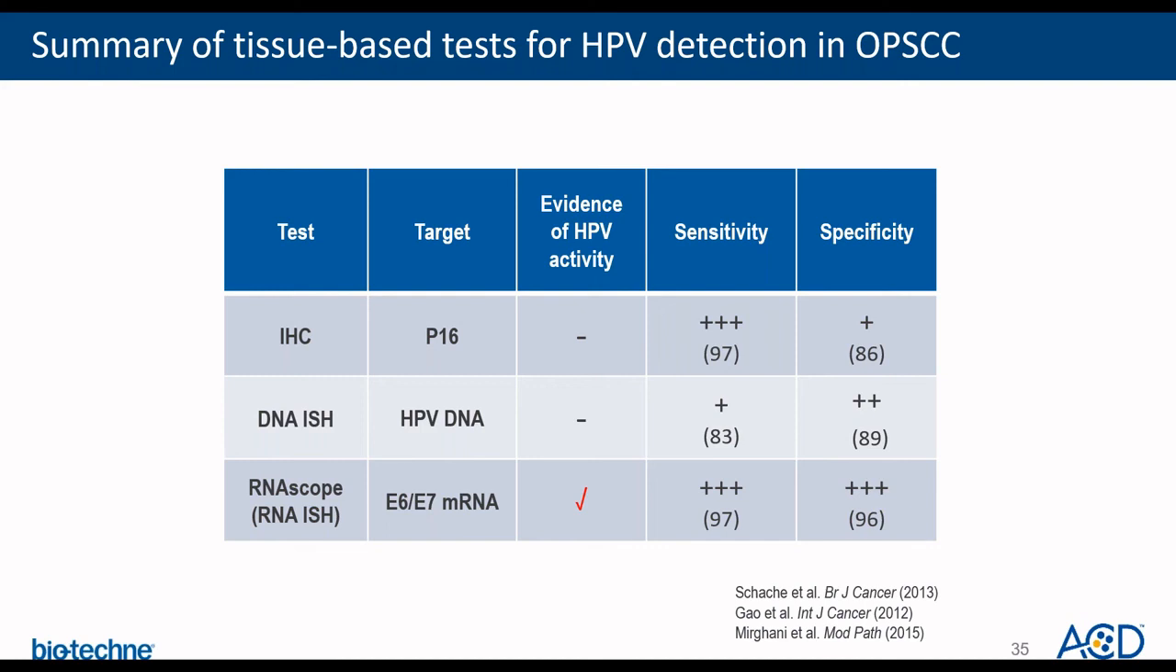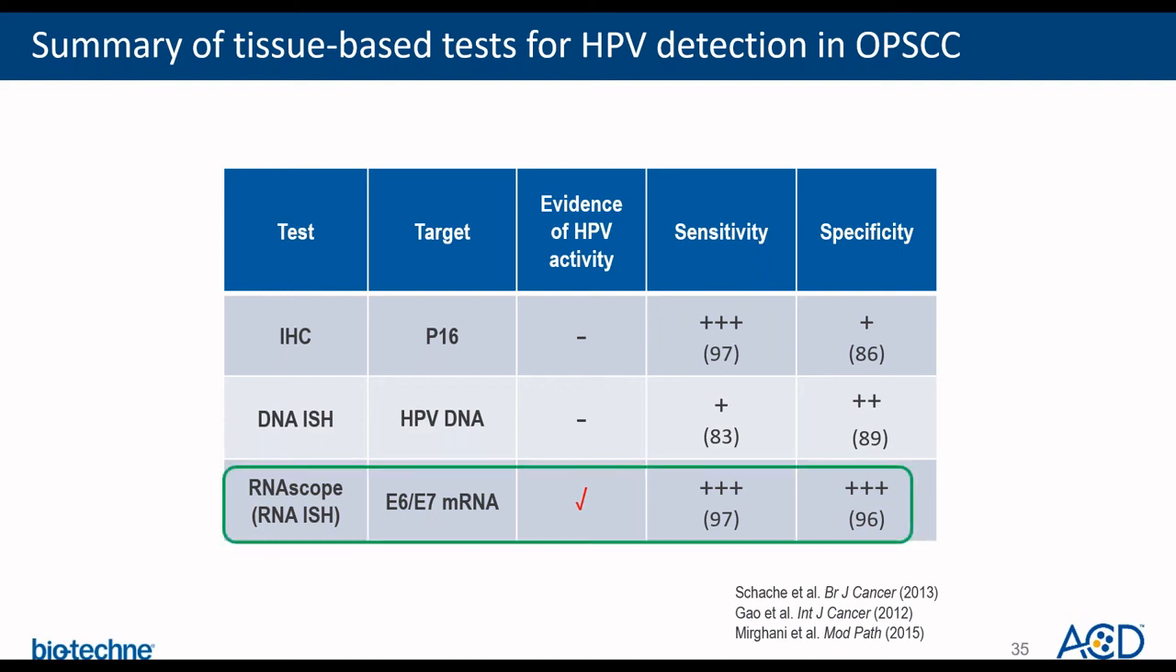And these assays have been evaluated, and there has been tremendous amount of work to evaluate and compare specificity and sensitivity of various assays for detection of HPV. As shown here, RNAscope is the highly sensitive and specific assay that can provide direct evidence of HPV activity.